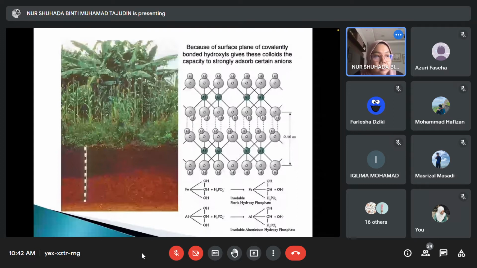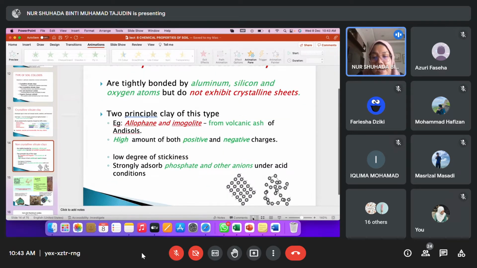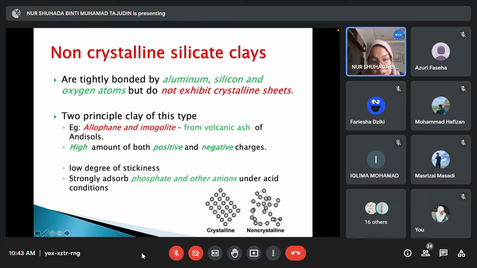It's a poorly crystalline hydrous aluminium silicate clay mineral, which doesn't have any crystalline structure. So actually it carries different properties. It has a high amount of positive and negative charges. It has a low degree of stickiness, meaning that it doesn't act like a clay.